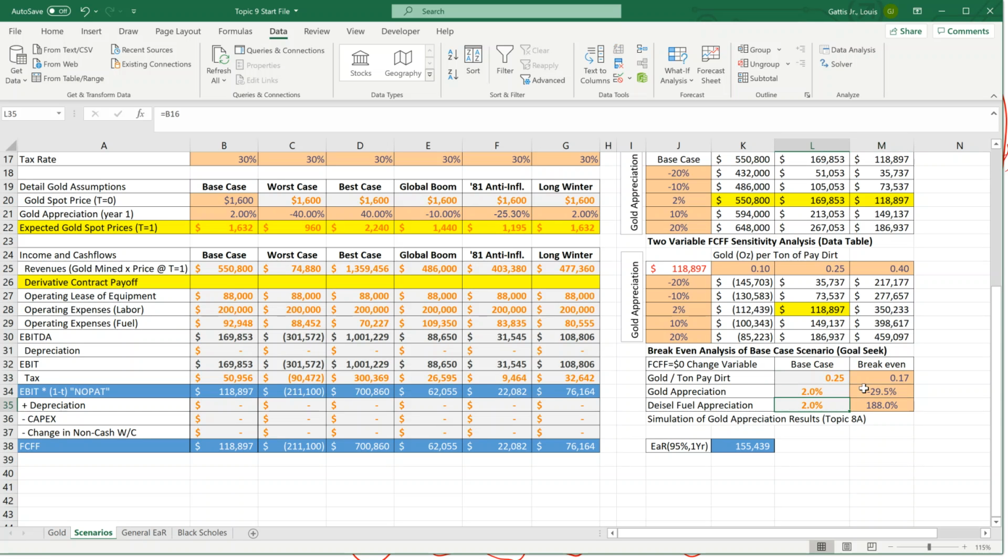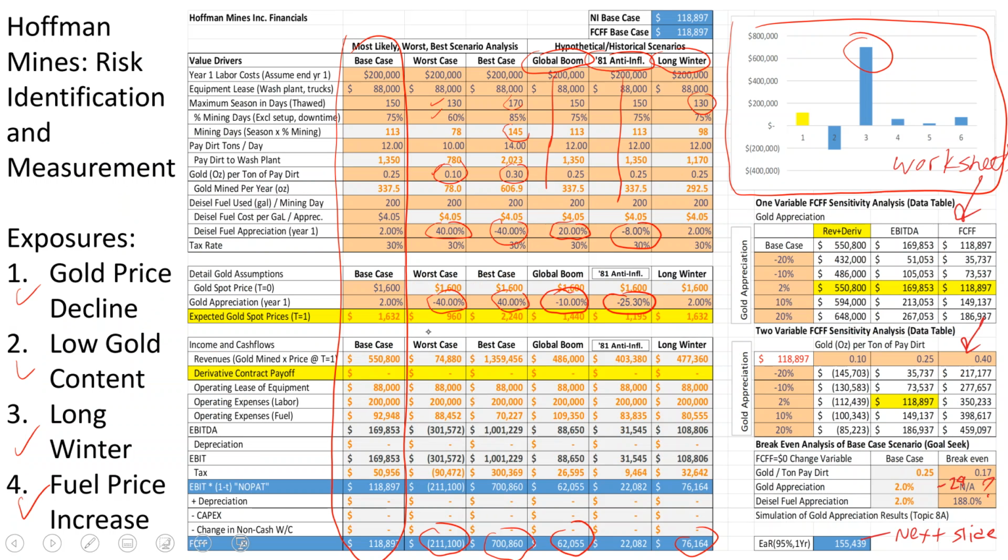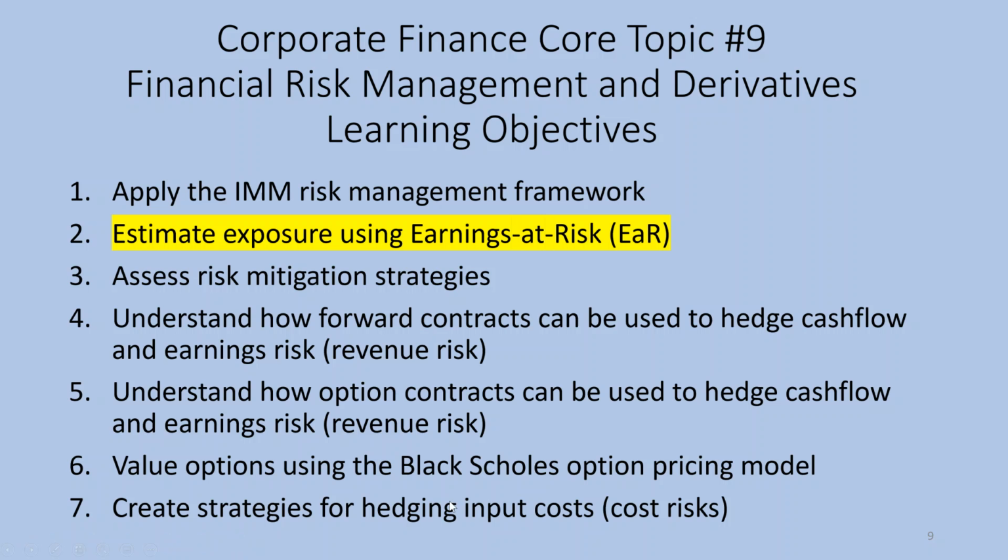And then the last one you can check for yourself, but when fuel prices go up 188%, you break even. So it's not too sensitive to fuel prices. Fuel prices can almost double. And the last measure we're going to do is earnings at risk, and we'll do that in the next section. So in this section, we have applied the IMM framework to gold mining in the Yukon. We've identified our exposure, we've measured our exposure, and later we're going to start talking about mitigation. However, in the next topic, let's just talk about earnings at risk, our last measure.